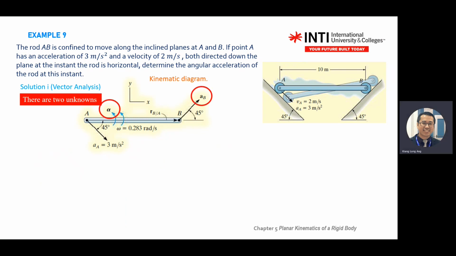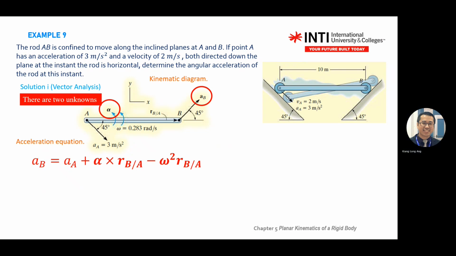Then you have alpha and AB, which you don't know. Acceleration at A was given, right? So you need to find alpha. You need to find AB. So the acceleration equation is given by this one: AB equals AA plus alpha cross R minus omega square RB. You're looking at A to B, sorry, B from A. So this is your R, B stroke A. You write it in vector form, again, cheat code.